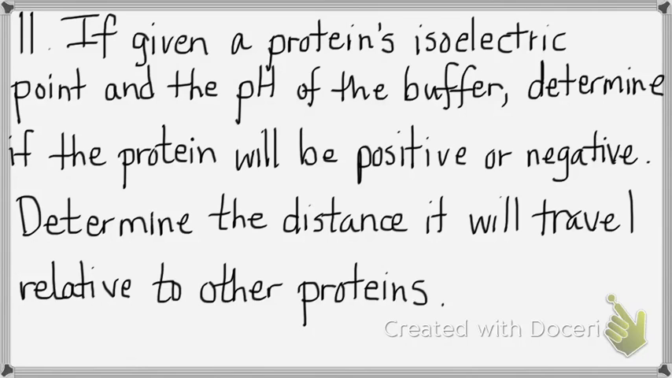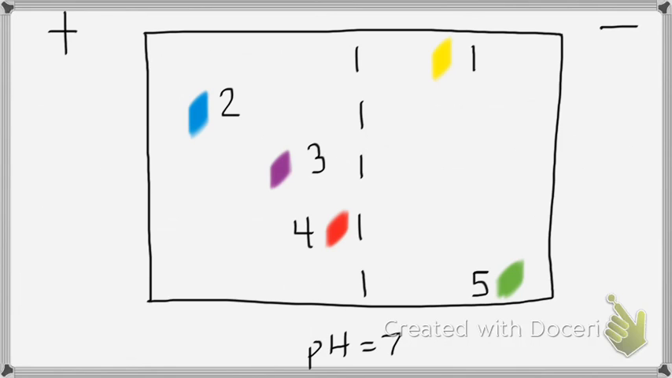Second part of number 11. Determine the distance proteins will travel relative to other proteins. So let's just pretend that you were given this gel. Take a look at my gel up here. Pretend it was laying on a paper towel. Remember on the paper towel we put a negative sign and a positive sign? Now, just pretend that you had these 5 proteins, and I did them in 5 different colors so you could see them and tell they were different from each other. Okay, check out this question. Which of these proteins are positively charged? Choose all that apply.